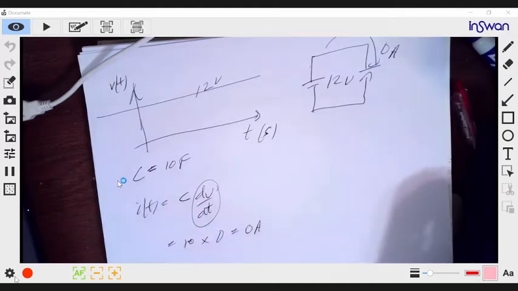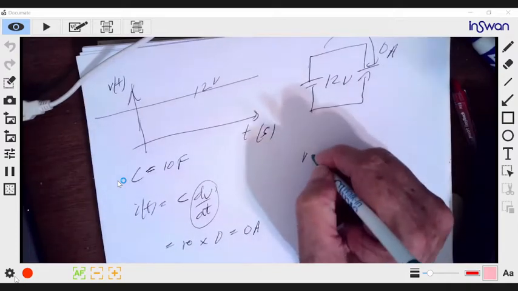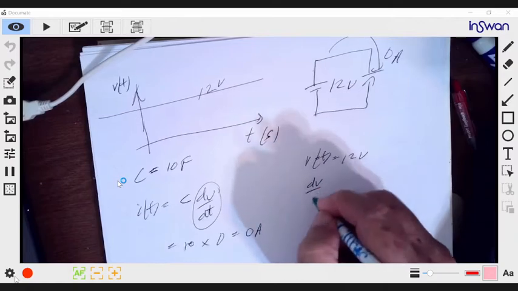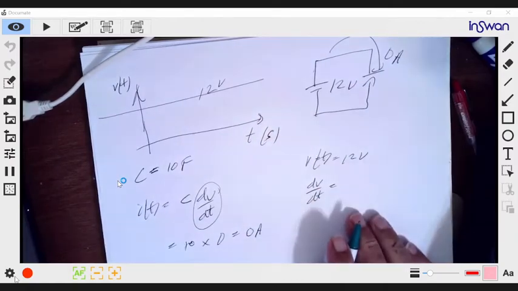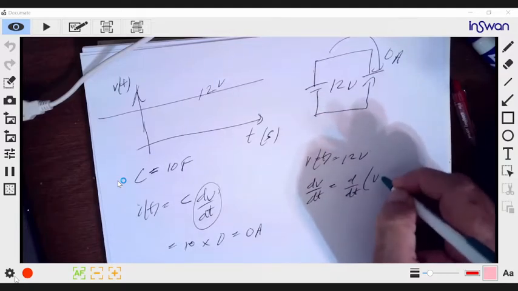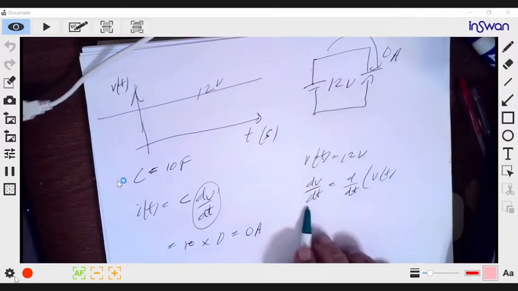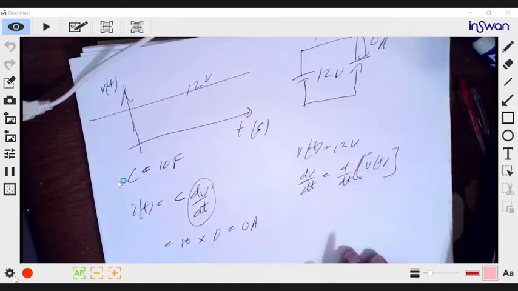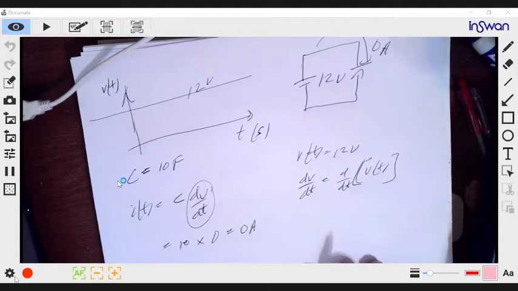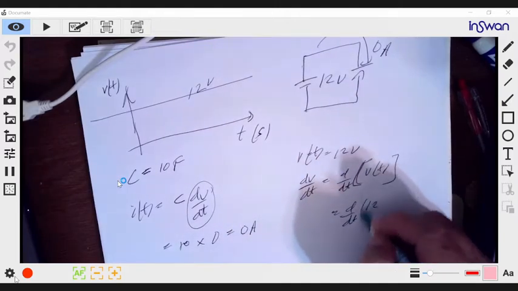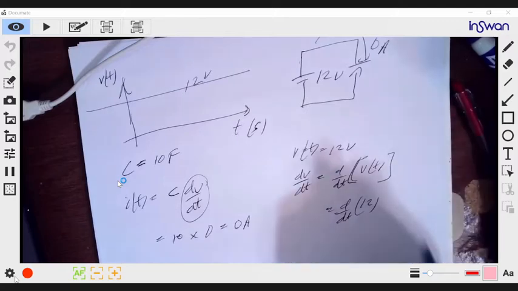Let me show you can do that mathematically. Mathematically, you say V of T equals 12 volts. Then what's the first derivative of a constant? That's d/dt of V of T. That's what the dV/dt means. If you remember your calculus, except that in calculus class you use x's. In this class, we're using t's. So this is the derivative of what? 12 volts. What's the derivative of a constant? The derivative of a constant is zero.